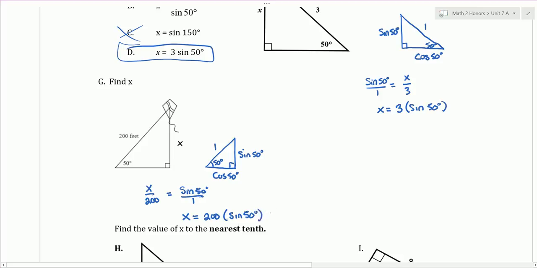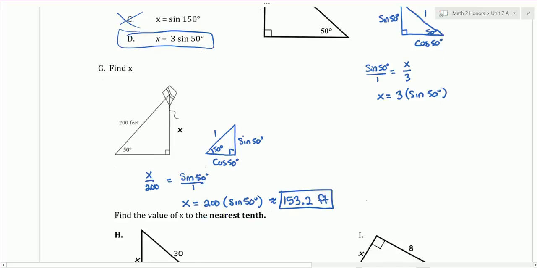Without a calculator, that's as much as we can do. I'm now going to use the calculator though. I'm going to type in 200 times the sine of 50 degrees, and I'm going to round it to the nearest tenth, and I get 153.2. And we're talking feet here. So that's how high the kite is vertically from the ground.